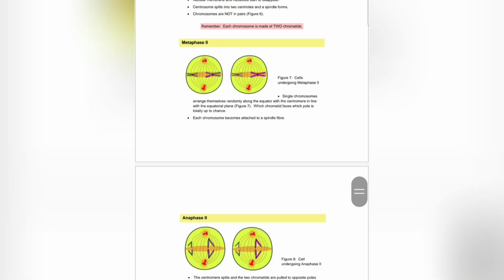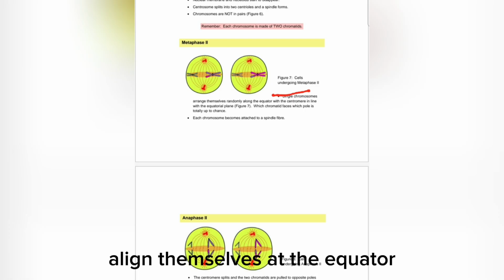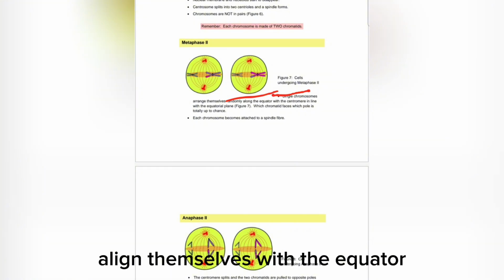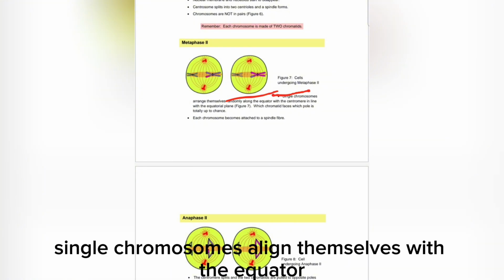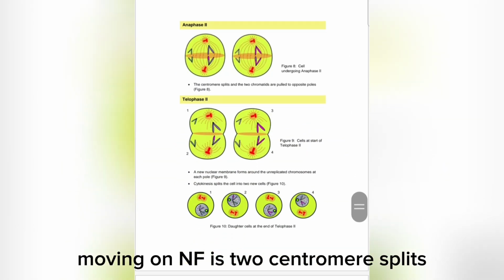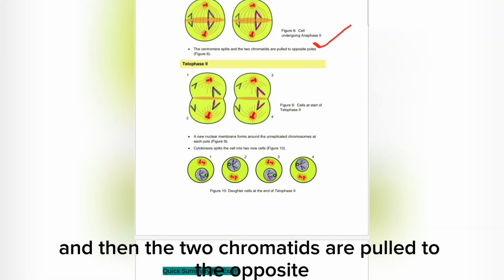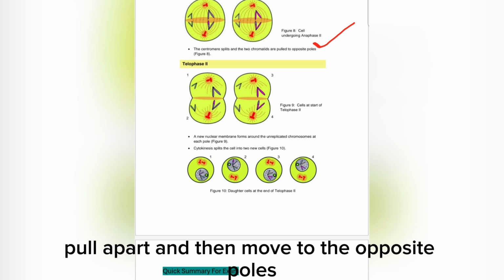And then metaphase. During metaphase 2, single chromosomes align themselves at the equator. During metaphase 1, homologous chromosomes align themselves at the equator, but during metaphase 2, single chromosomes align themselves at the equator. Moving on, anaphase 2. The centromere splits and then the two chromatids are pulled to the opposite poles. Meaning here, the two chromatids are now pulled apart and moved to the opposite poles.